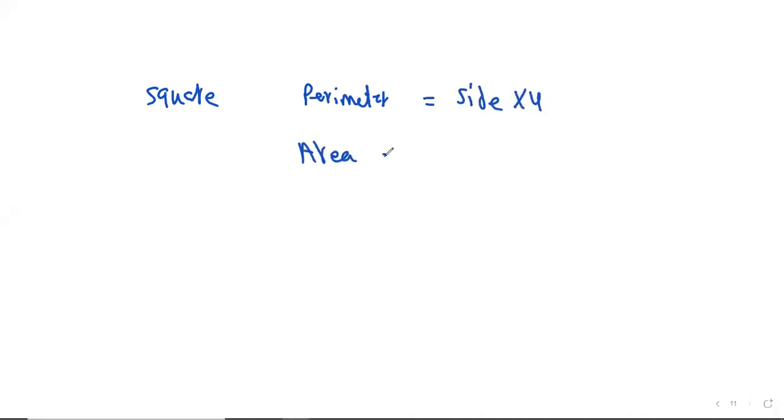The perimeter of the square is side length times 4. The area is side length multiplied by itself. Once again, the square, its perimeter is side times 4. And its area is side times side, or half d to the power of 2, half the square of its diagonal.